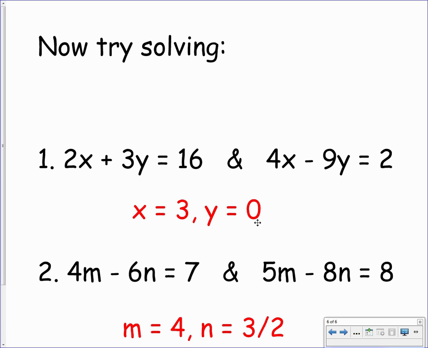Okay, so that's us now finished the algebraic methods for solving simultaneous equations. In the next video, we'll be looking at the applications of these to real life contexts.